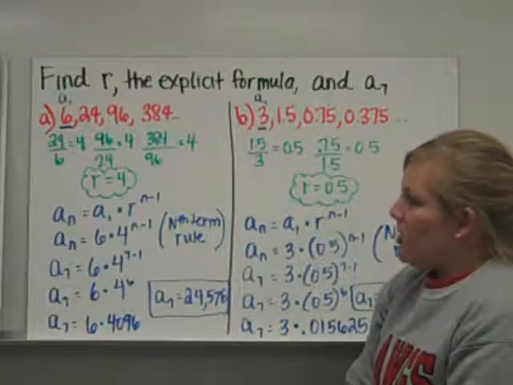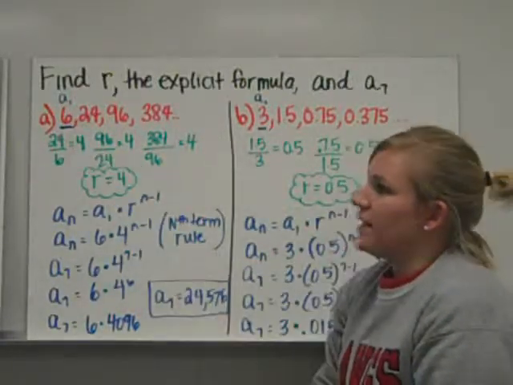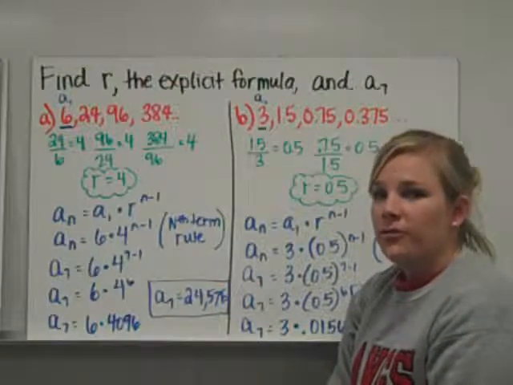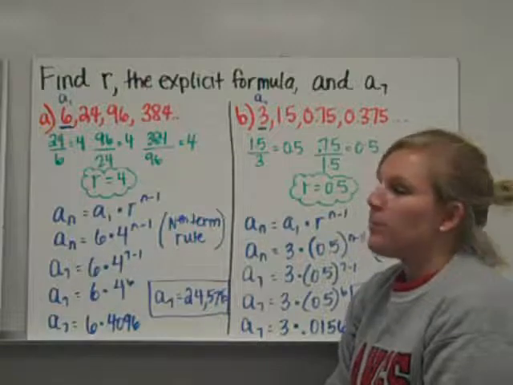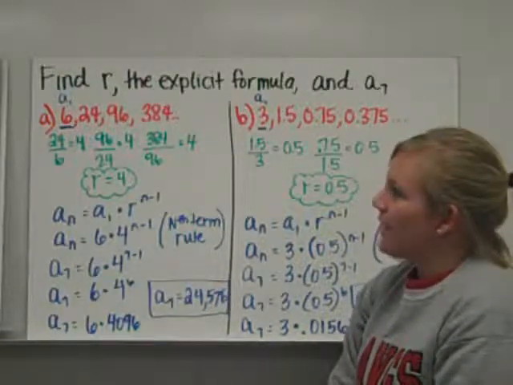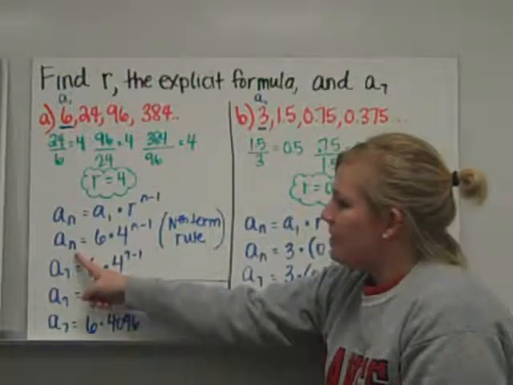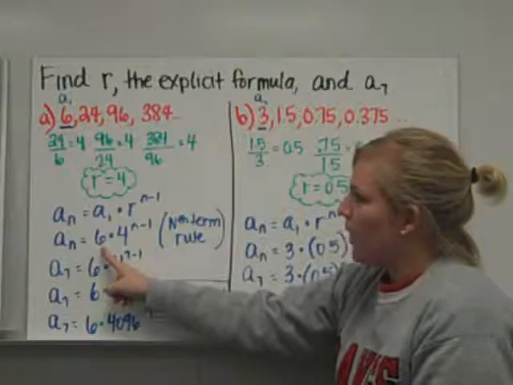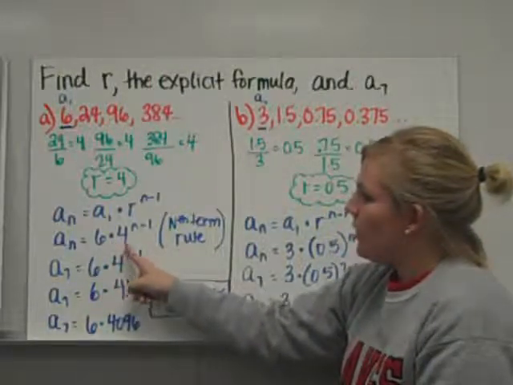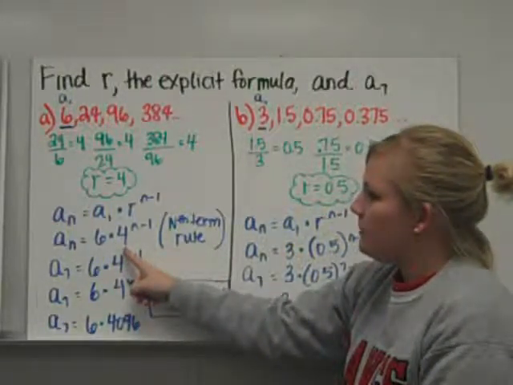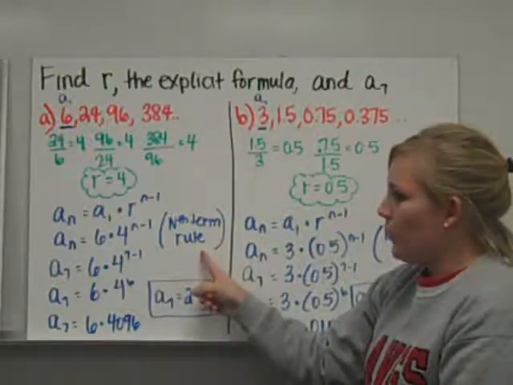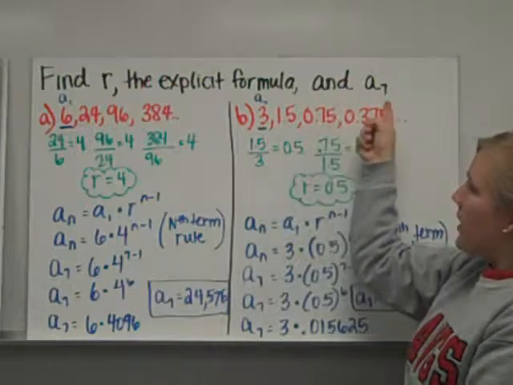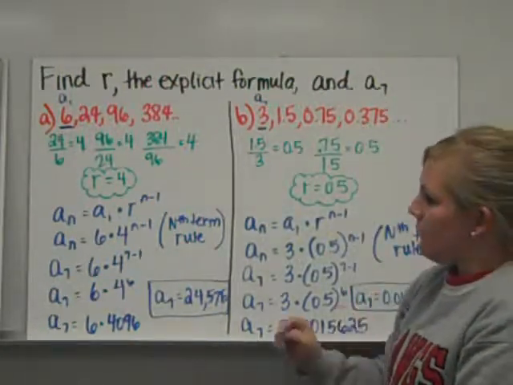Now that I have that information, I also know that a sub 1 is equal to 6 because it's the first term in the sequence. So, using my explicit formula, I'm going to plug in what I know in order to get the nth term rule. A sub n is equal to a sub 1, which is 6, times 4 to the n minus 1. 4 is my constant ratio. This results in my nth term rule. But the problem asks me to take it a step further and find the 7th term.